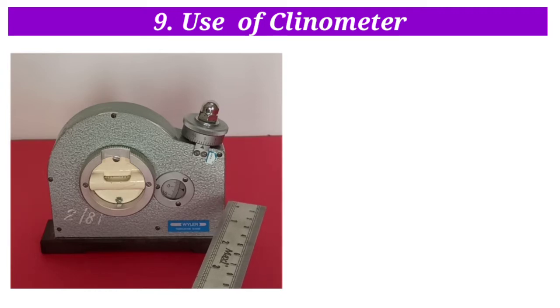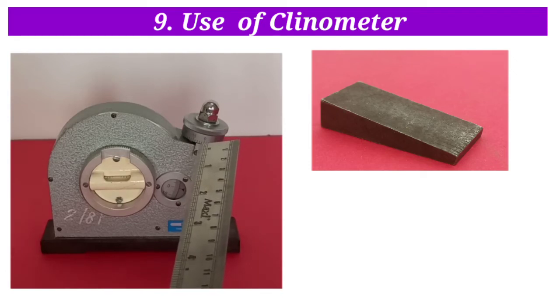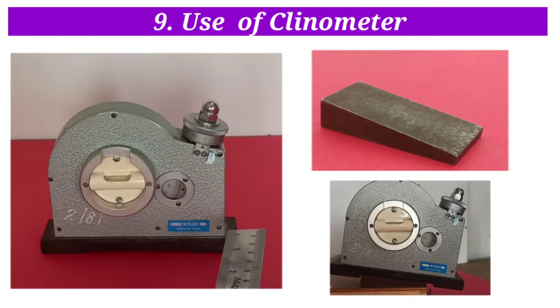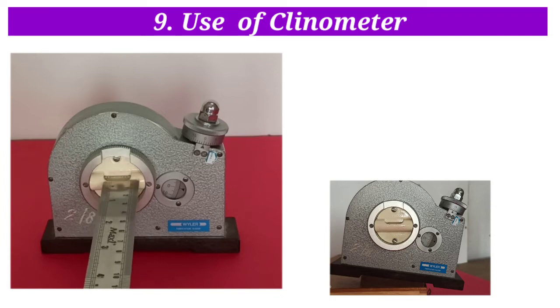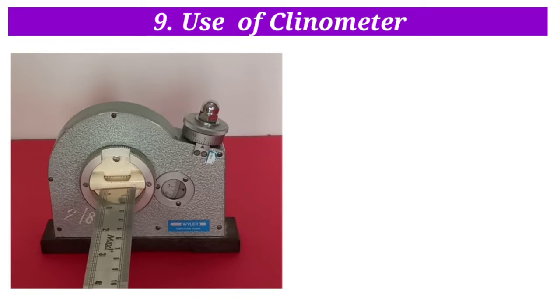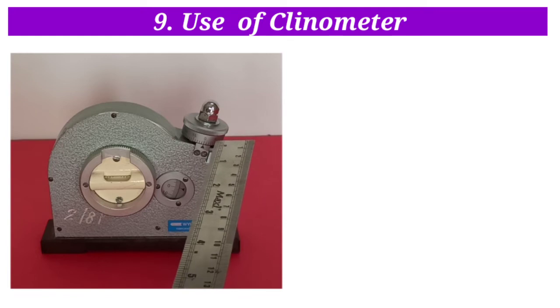Clinometers are generally used to determine the angle included between two adjacent faces of a workpiece. The base of the instrument is placed on one of the surfaces and the rotary member is adjusted till the zero reading of the bubble is obtained. The angle of rotation is then noted on the circular scale against the index.